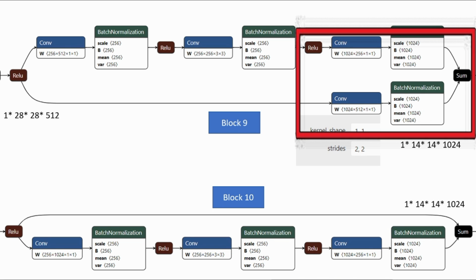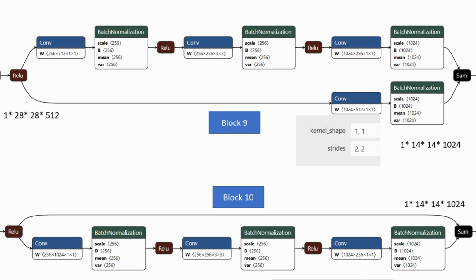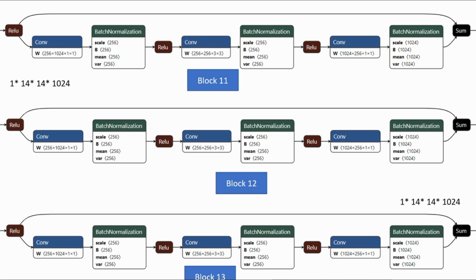It has 1024 kernels in your convolution and strides are also 2. So your 28 cross 28 will now get divided by 2 and you will get 14 cross 14. And since you have 1024 filters, the output will be 1 cross 14 cross 14 cross 1024. Now coming to the 10th block, which is very similar to the previous block we discussed. Now block 11, block 12 and block 13 are exactly the same. They are just copied blocks, so there is no change happening over here.